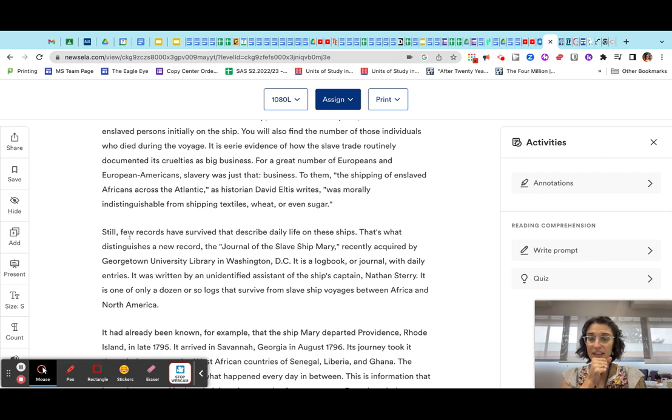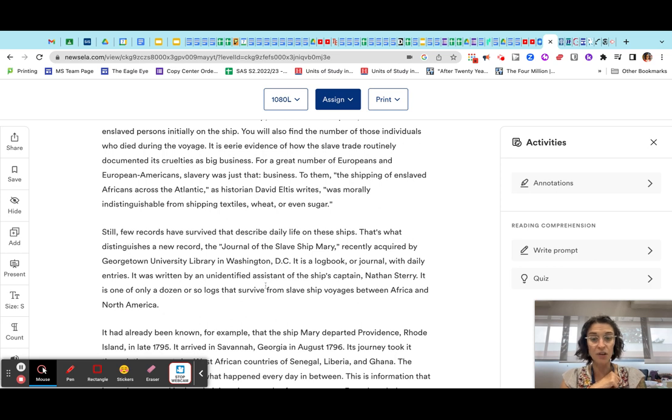Still, few records have survived to describe daily life on these ships. That distinguishes a new record, Journal of the Slave Ship Mary, recently acquired by Georgetown University Library in Washington, D.C. It is a logbook or journal with daily entries. It was written by an unidentified assistant of the ship's captain, Nathan Sterry.